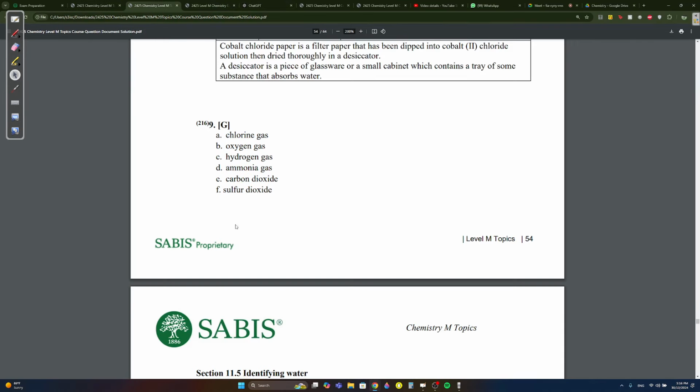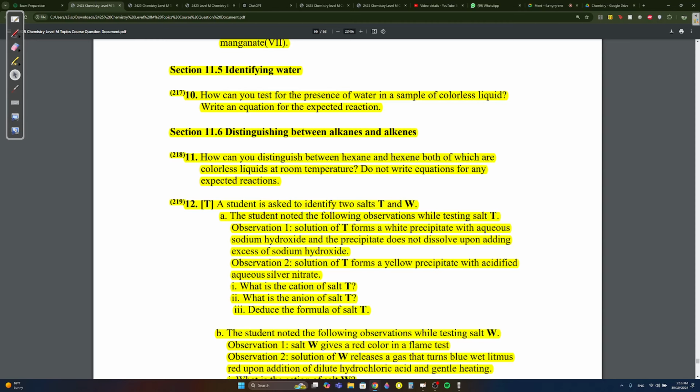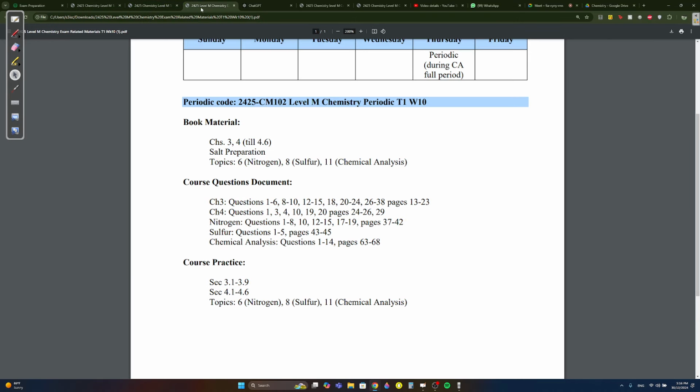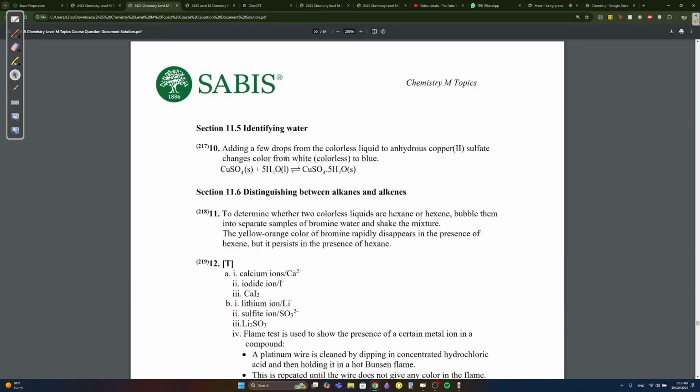How can you test for the presence of water in a sample of colorless liquid? Write an equation. I don't think we have this topic in it. Add a few drops of anhydrous copper sulfate.